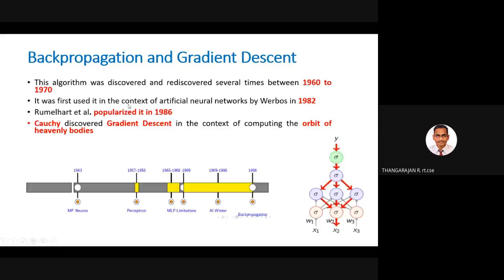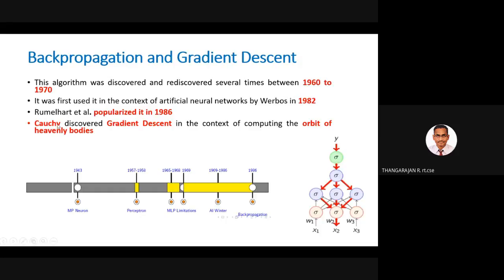You should know that the algorithm was discovered and rediscovered and refined several times from the 60s to the 1970s. It was used in the context of ANN, that is artificial neural networks, by Werbos in 1982, and it was Rumelhart who popularized it in 1986.